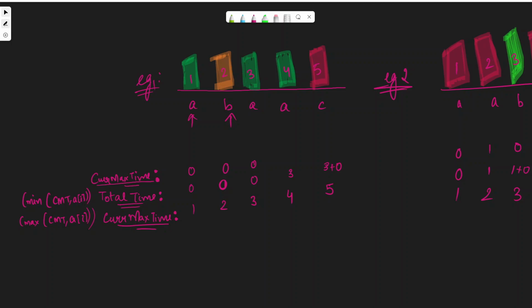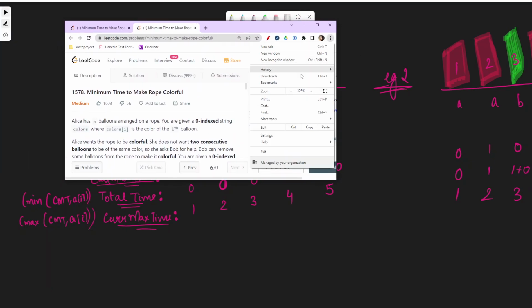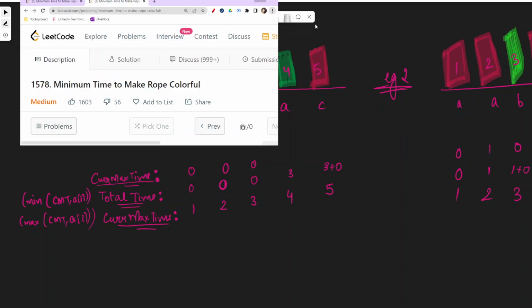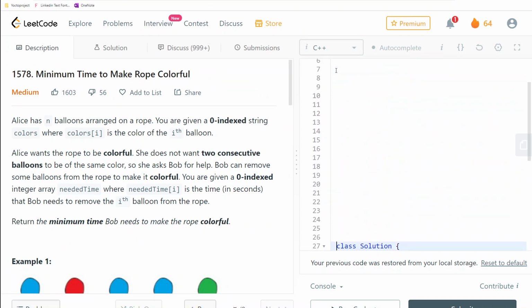So today we are going to do the Leetcode daily challenge and its name is Minimum Time to Make Rope Colorful. Basically, in this question we are required to make our rope colorful, and for how we are required to make it colorful, let us read the question.